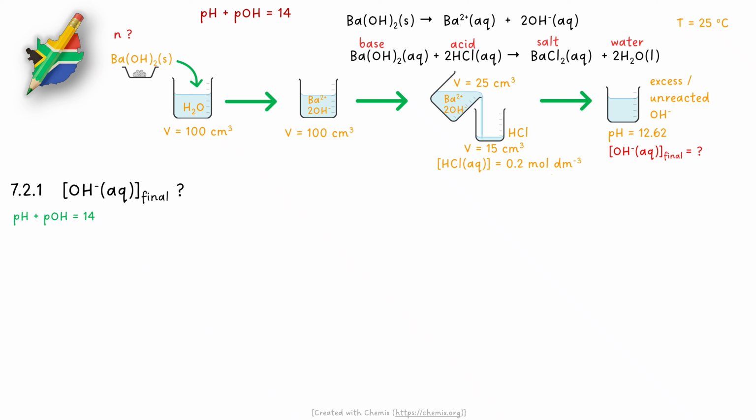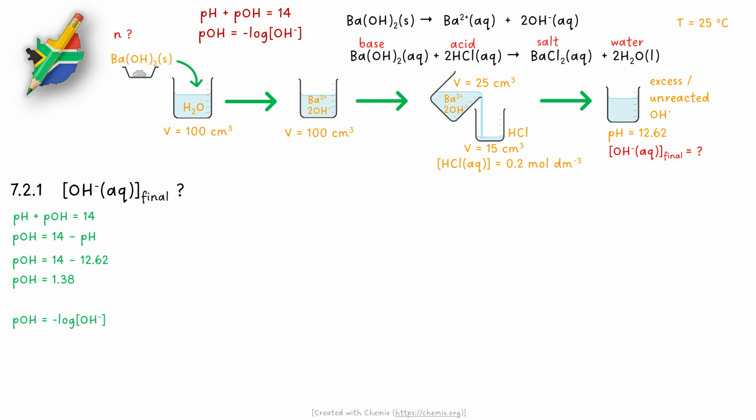We know that pH plus pOH is equal to 14. We can rearrange the equation for pOH and substitute the pH value of 12.62. This gives a pOH of 1.38. We can now use the pOH to get the concentration of hydroxide ions.